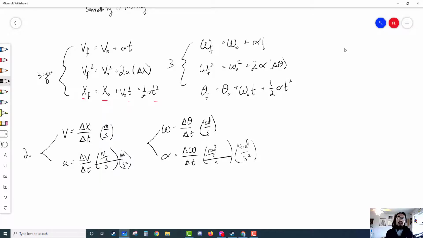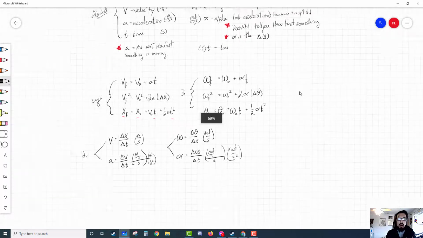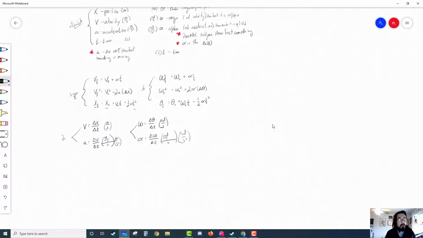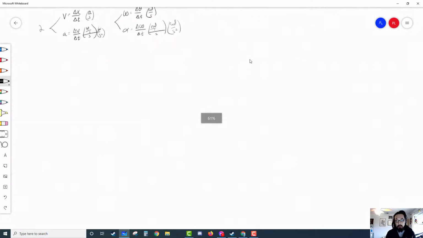All right, so that's how you can identify the rotational kinematics equations. Make sure you have these down because this is what we're going to be using from here on out whenever we do our practice problems. Okay, so the next thing I want to do is focus on the graphical nature of things.